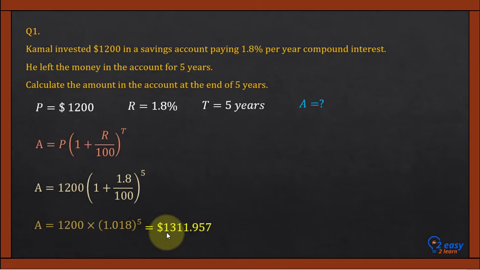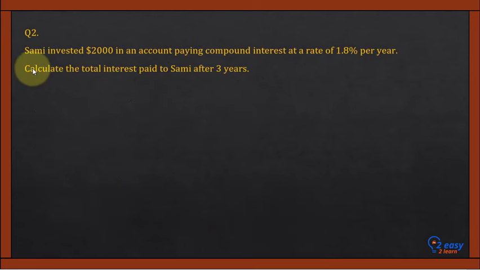So A is equal to $1,311.957, and we have to round it off to the nearest cents. It will become $1,311.96. Question number 2. Sami invested $2,000 in an account paying compound interest at a rate of 1.8% per year. Calculate the total interest paid to Sami after 3 years.